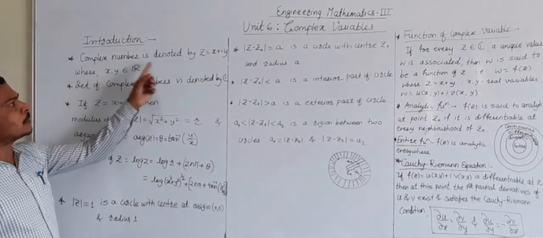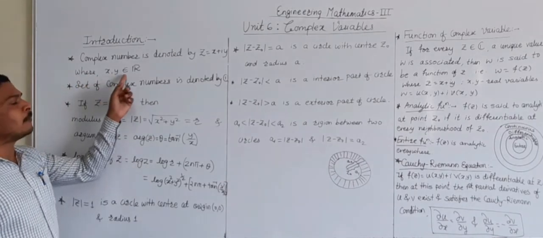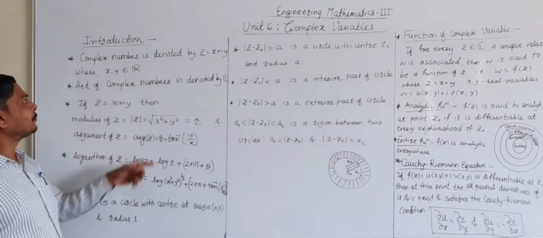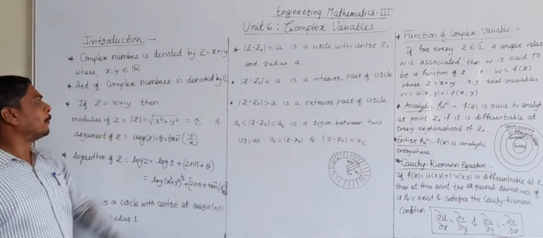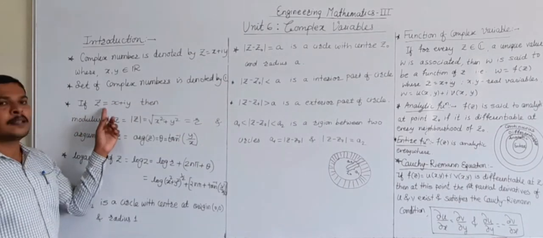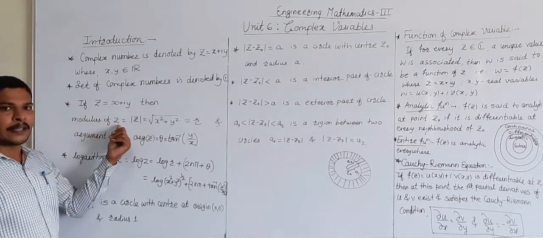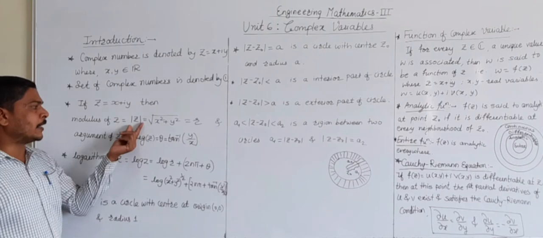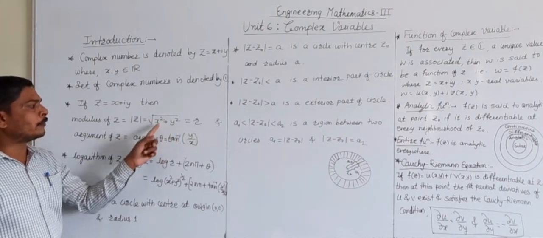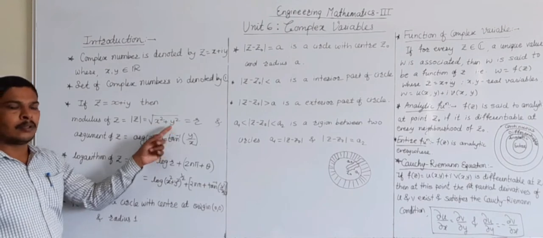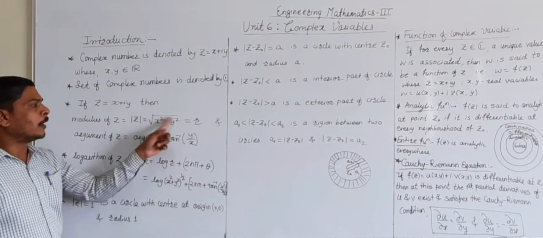So we know that a complex number is denoted by z is equal to x plus iy, where x and y are real numbers. The set of complex numbers is denoted by the standard notation capital C. If z is equal to x plus iy, then the modulus of z is denoted by mod z or r. This becomes square root of x square plus y square, the square of the real part plus the square of the imaginary part, its square root.